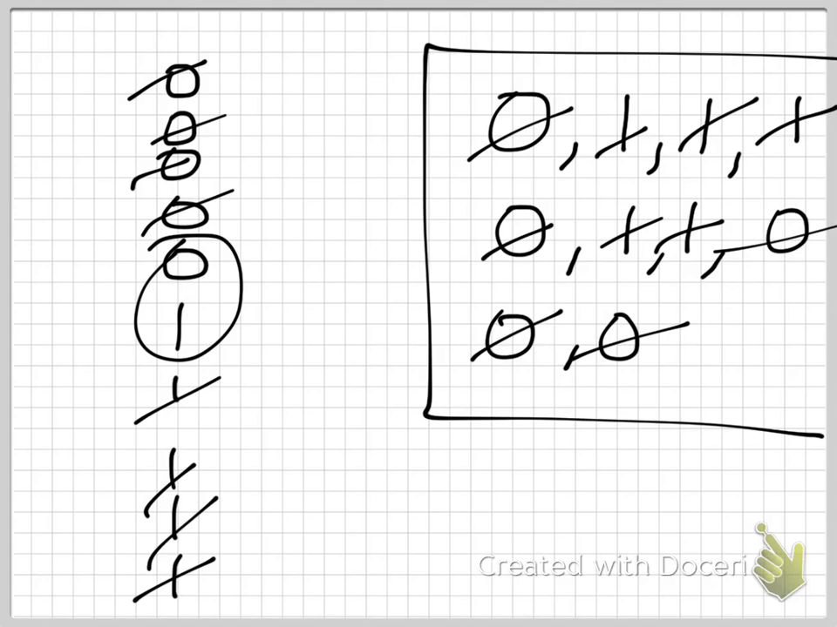Okay, what's the mode? 0 and 1. They both are. Why are they both? Because they both showed up a lot and they tied. Tied for first means that everyone that's tied for first is the mode. So the mode is 0 and 1. Make sense? Okay.